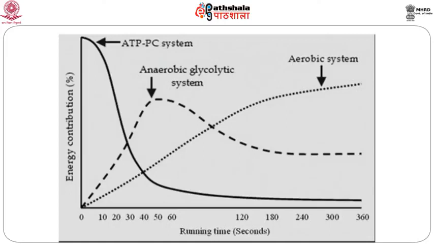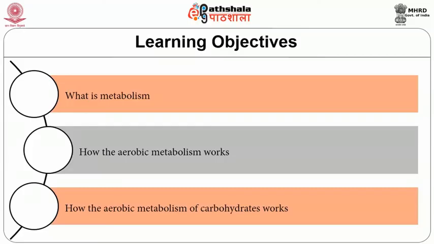The higher the intensity of the exercise, the quicker the anaerobic systems will be depleted. For exercise to continue once the anaerobic systems have become significantly depleted, the intensity of exercise needs to drop to a level that allows the aerobic system to provide enough energy. So by the end of this module, you will be understanding what metabolism is, how aerobic metabolism works, and how the aerobic metabolism of carbohydrates works.